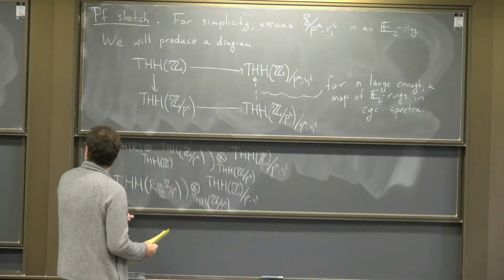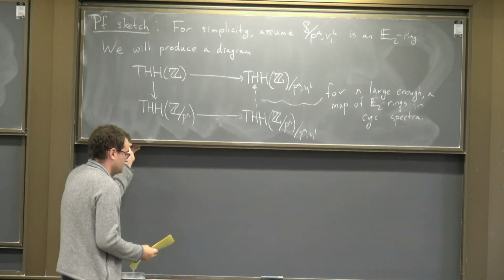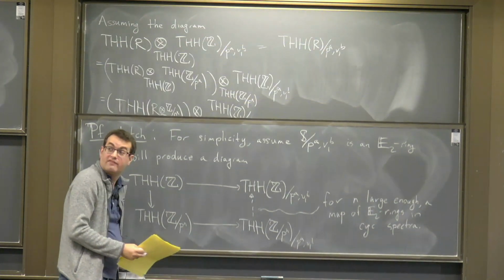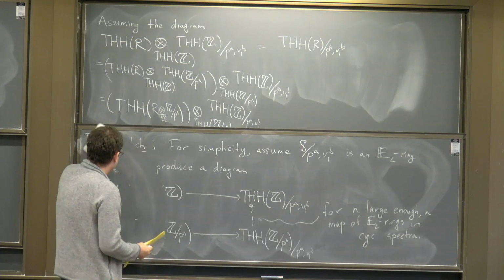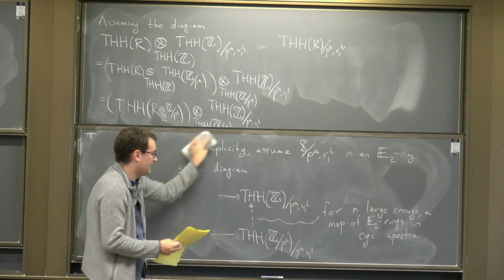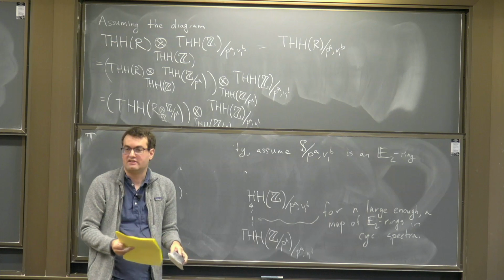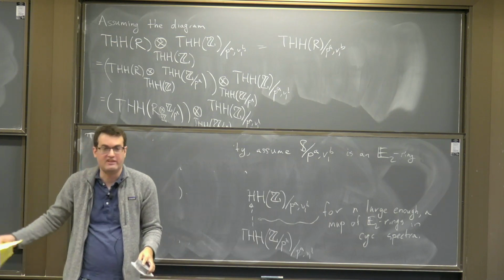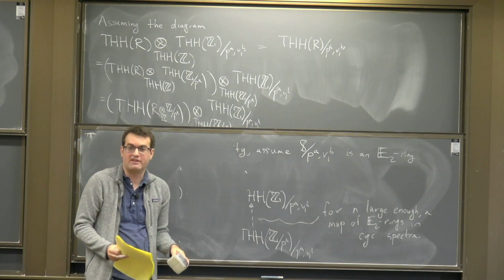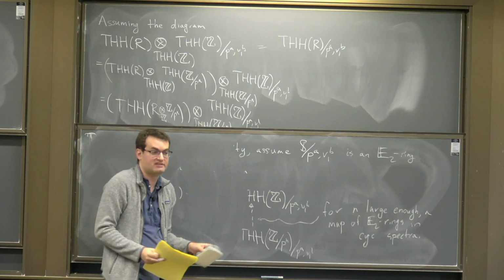But maybe I'll just point out that knowing the groups mod p v1 to the k, for k smaller than or equal to p to the n minus 2, tells you some things about the integral homotopy groups.